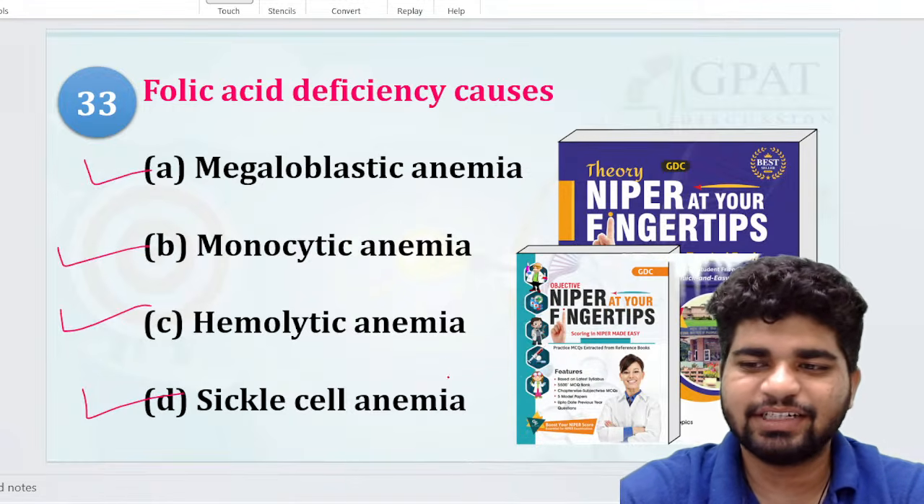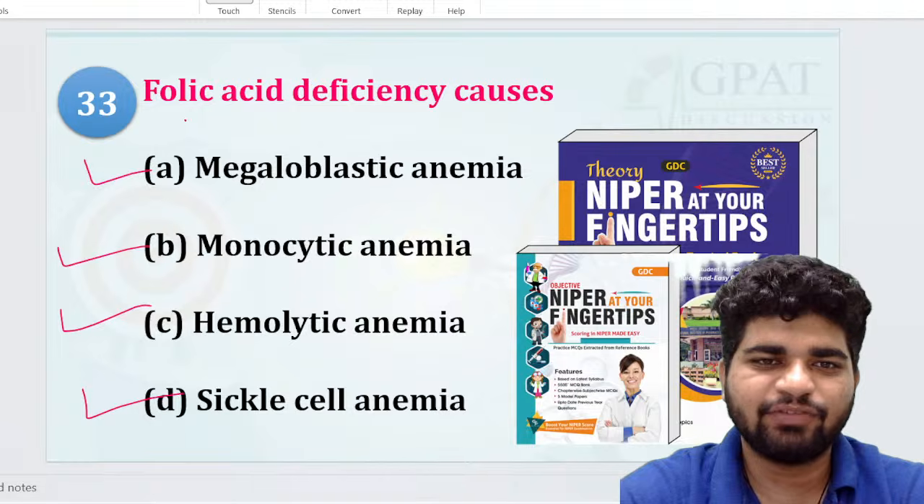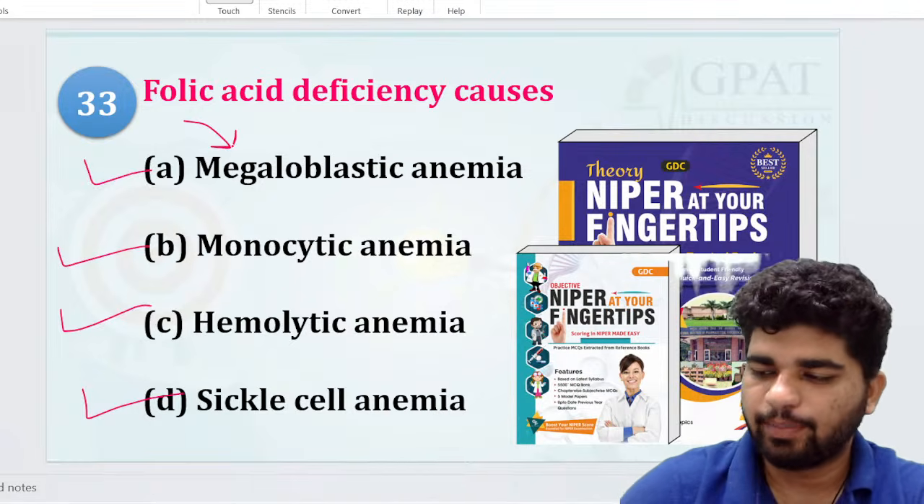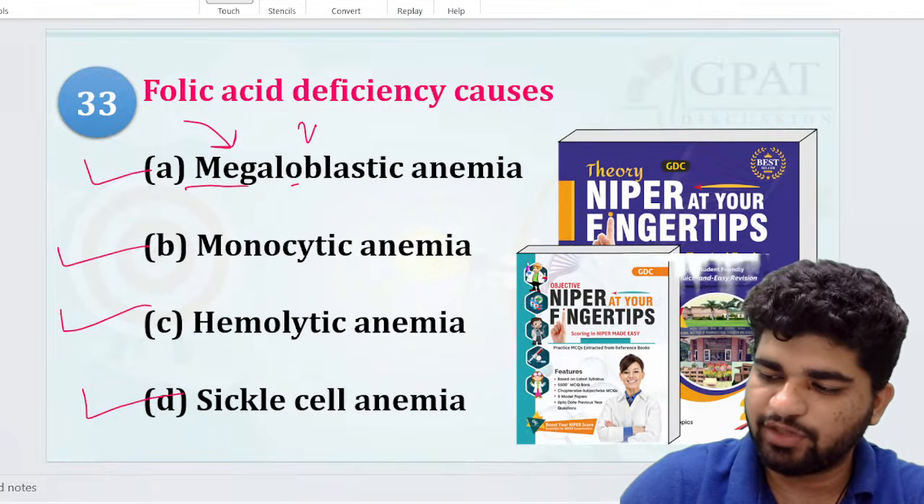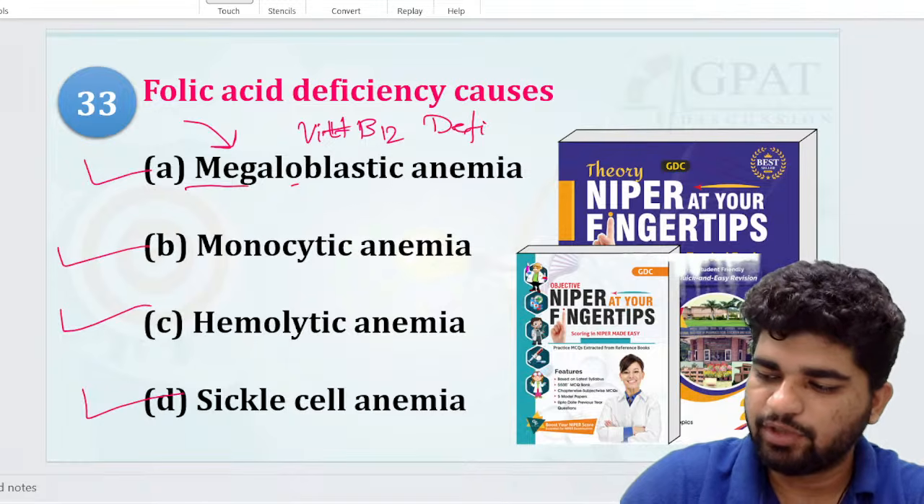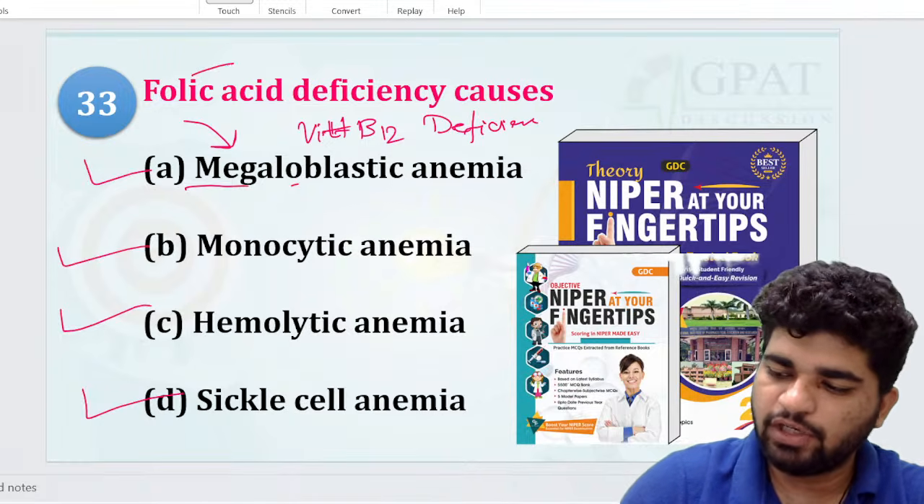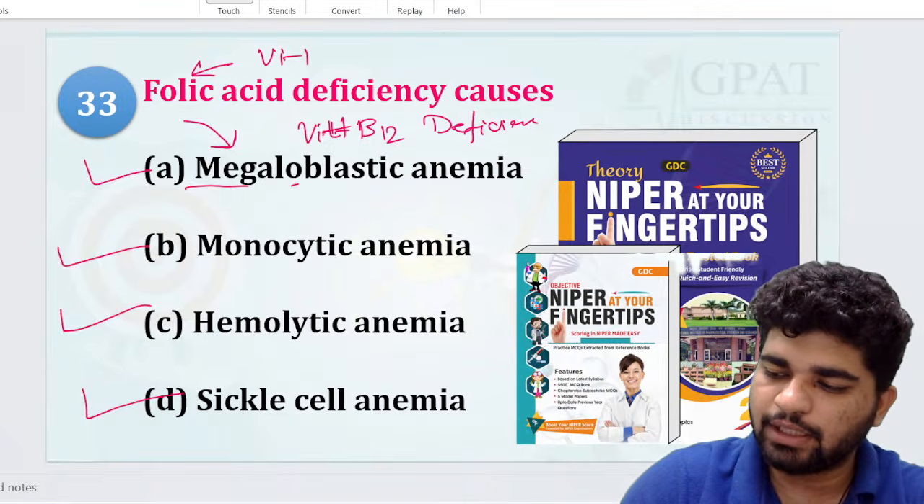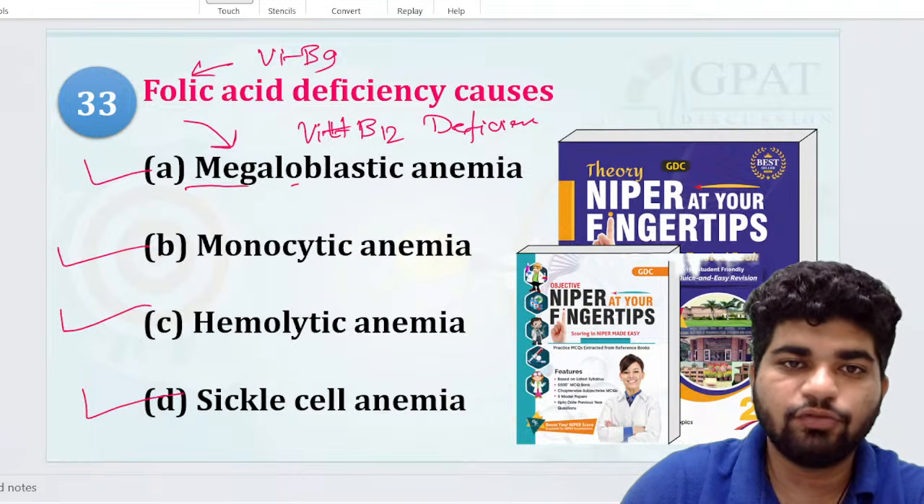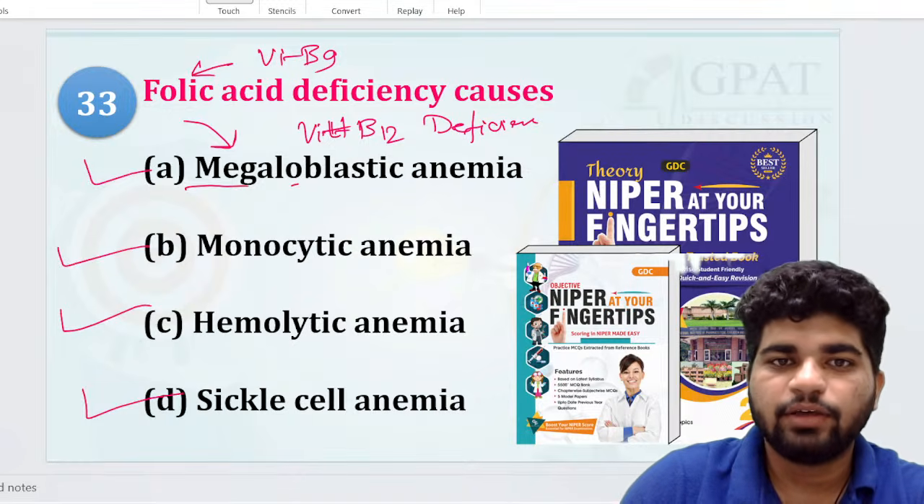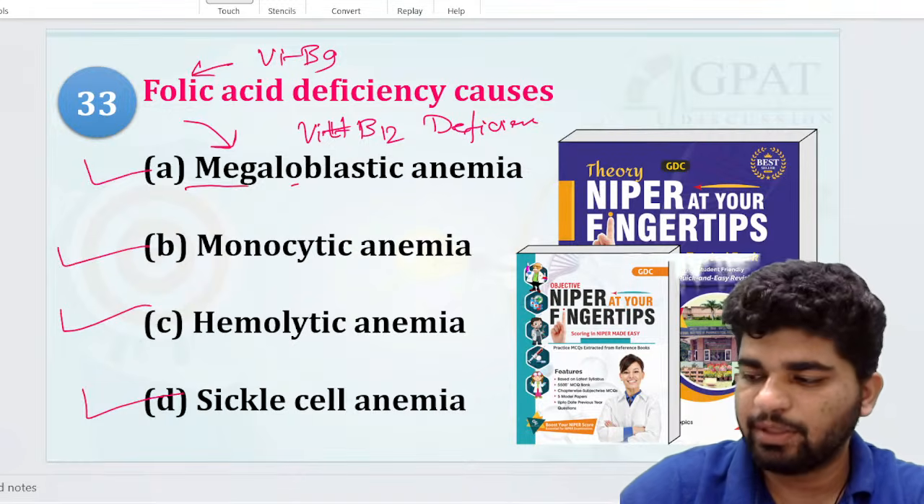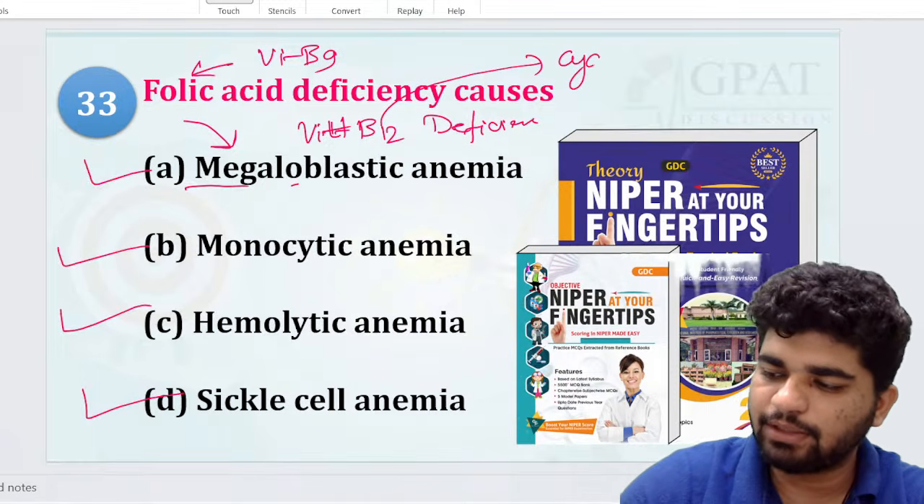This is easy. Folic acid deficiency may cause megaloblastic anemia, and so does vitamin B12 deficiency. Folic acid we can also call vitamin B9. Remember, vitamin B9 is your folic acid. Vitamin B12 is your cyanocobalamin.